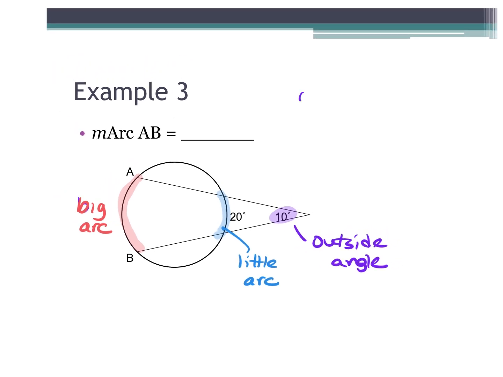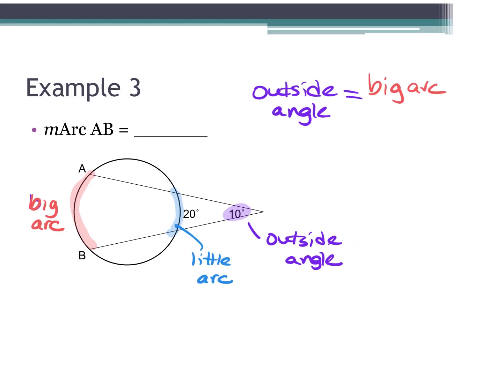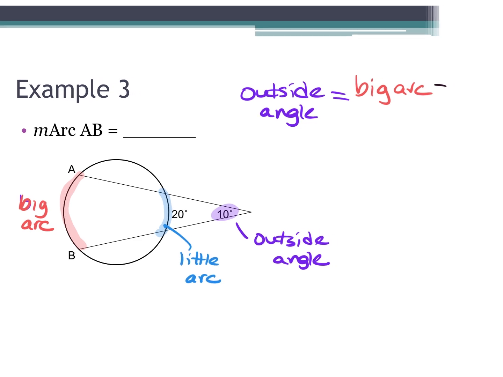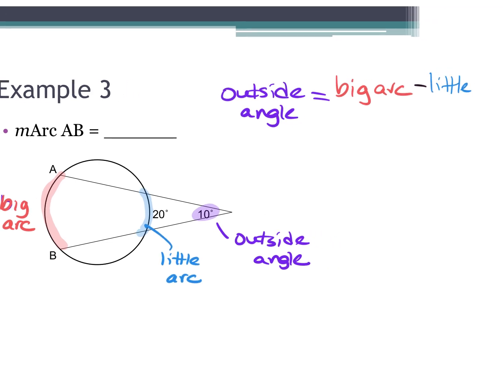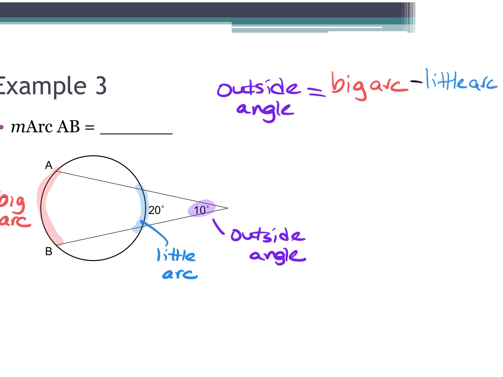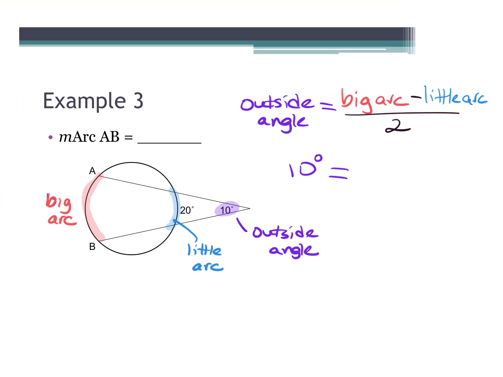So again, same formula I just did. The outside angle is equal to big arc minus little arc, divided by 2. So let's fill in our numbers. We know the outside angle is 10. I don't know the big arc, so I'm going to call big arc x. And I know the little arc is 20. And then divide by 2.